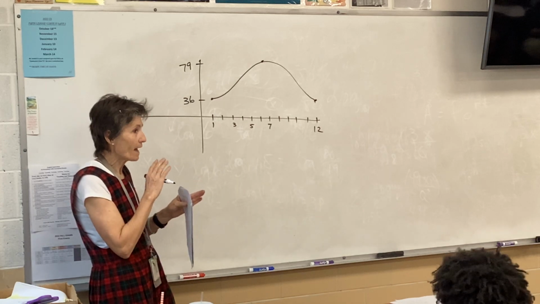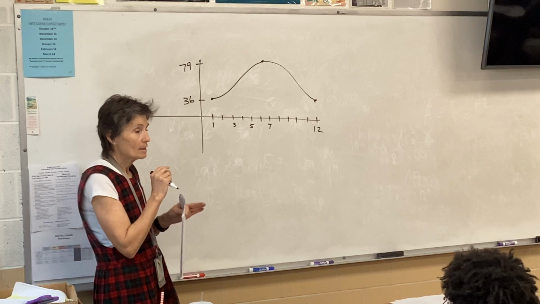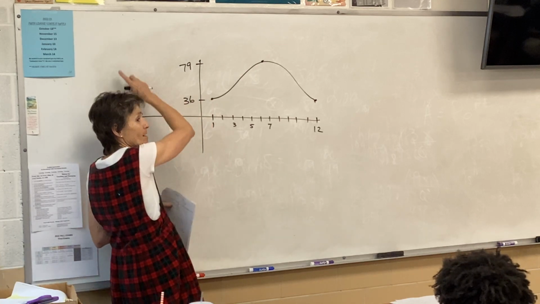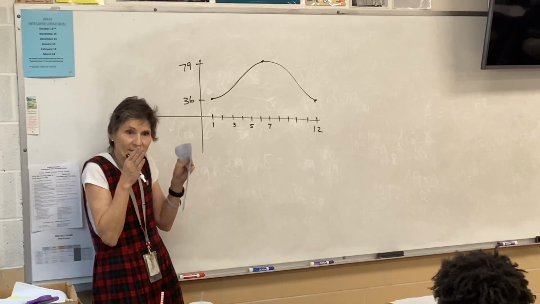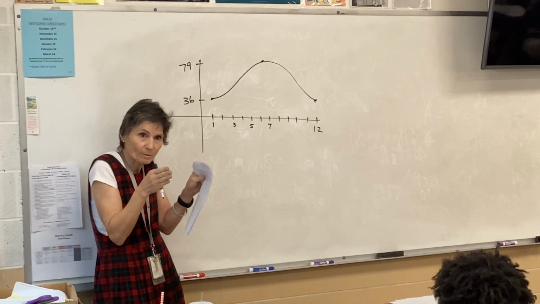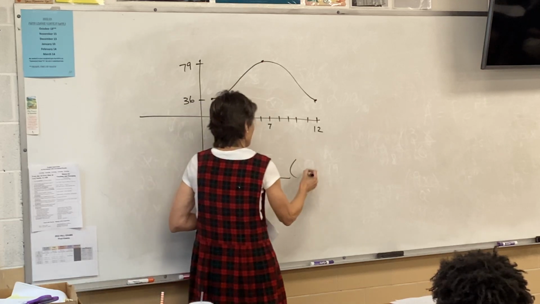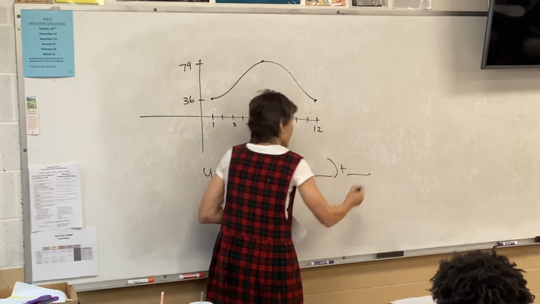What shape is that? Now, could it be a sine? It absolutely could be. But why would I mess with that when it's absolutely a cosine picture, right? So my equation is going to be something cosine something, x minus something plus something.